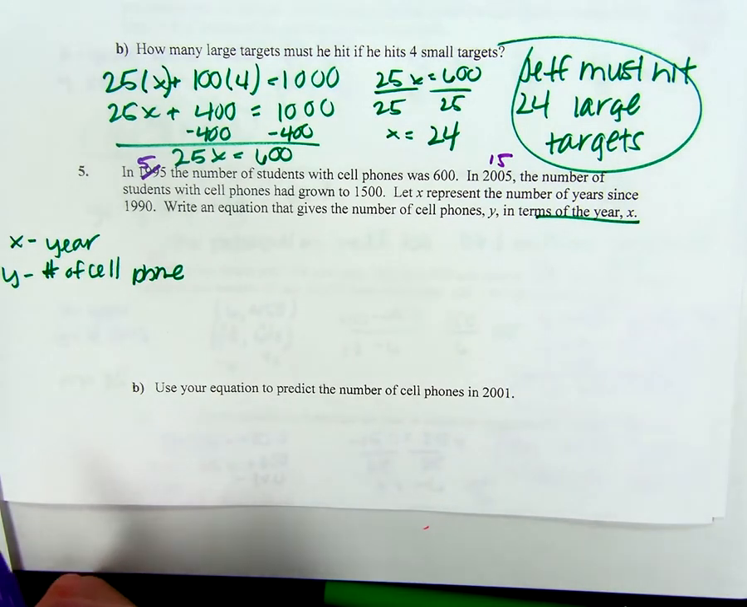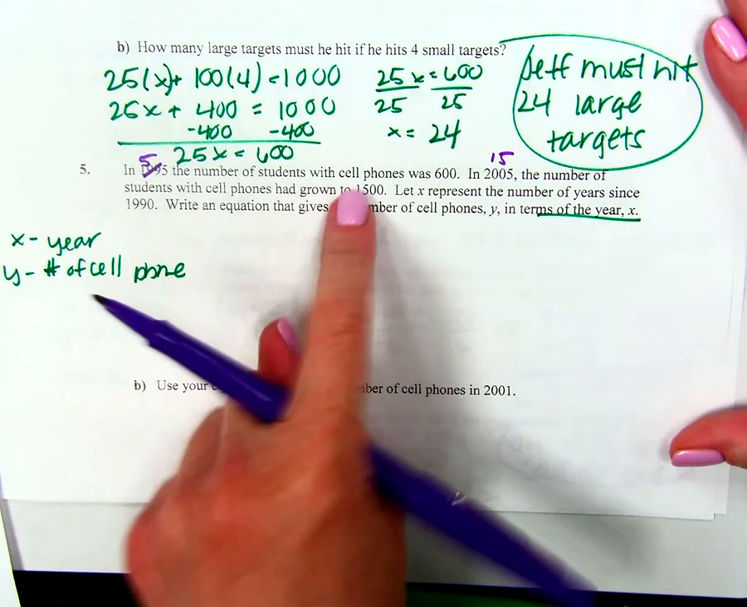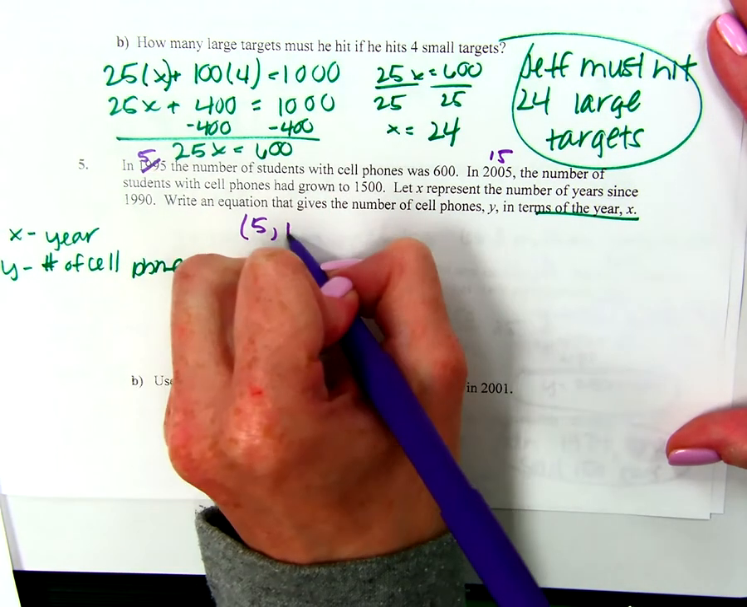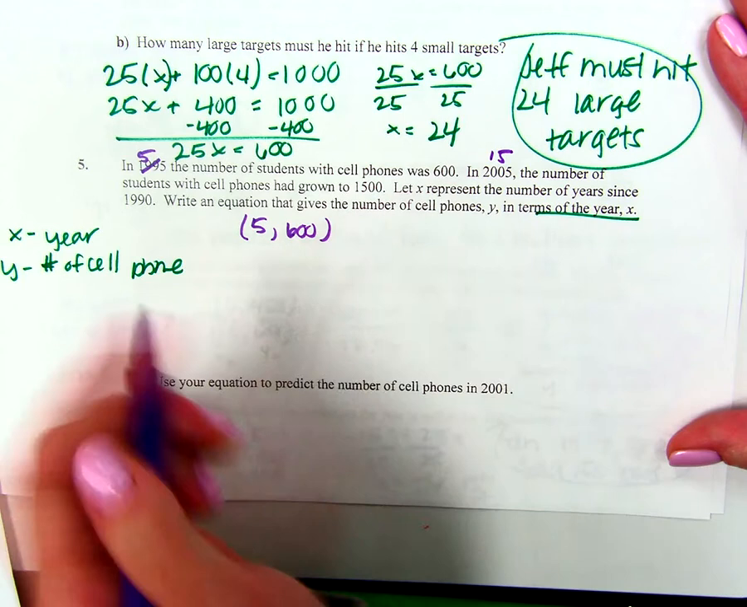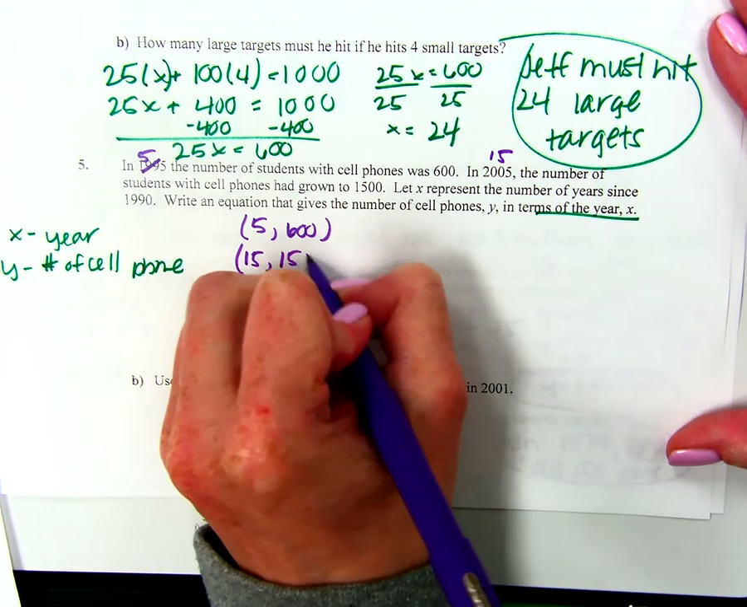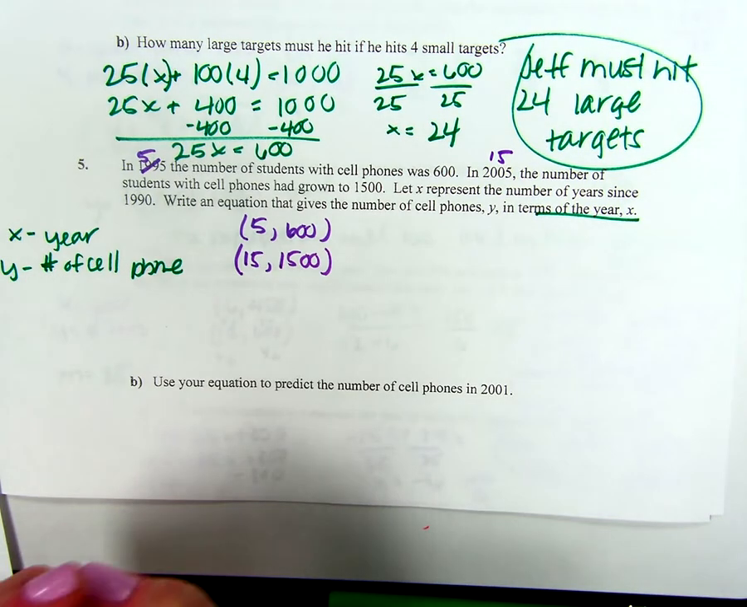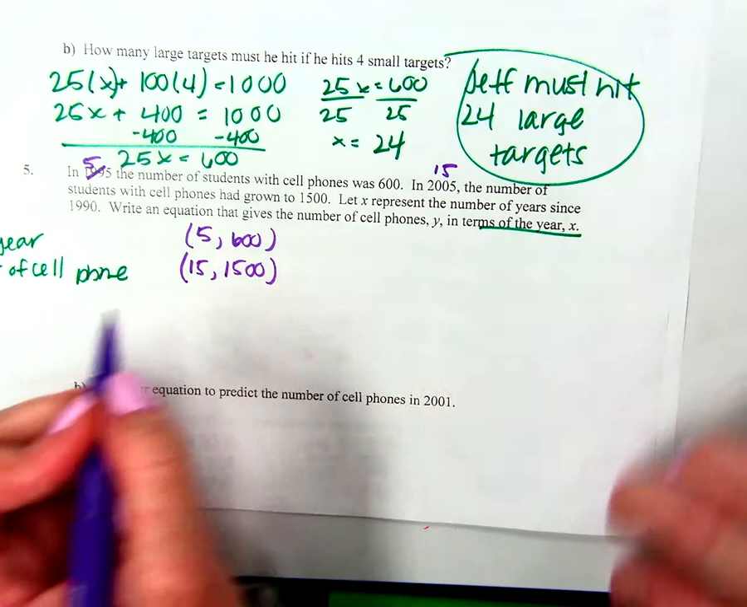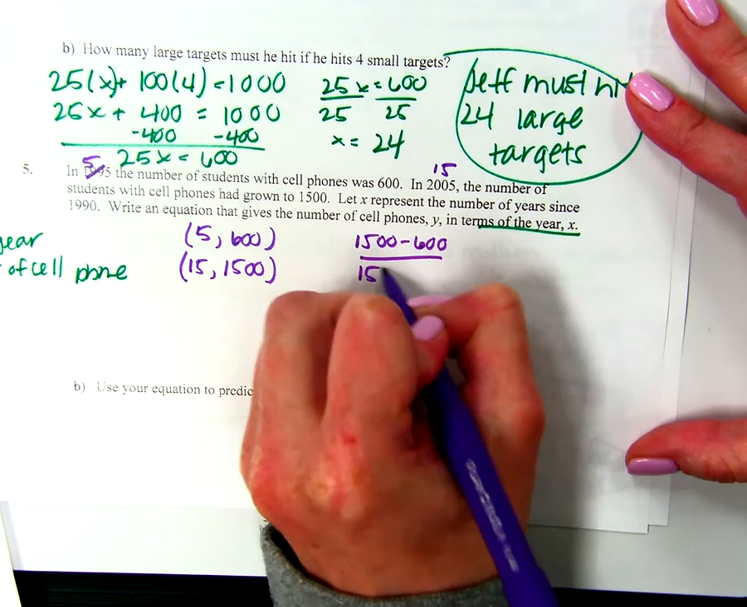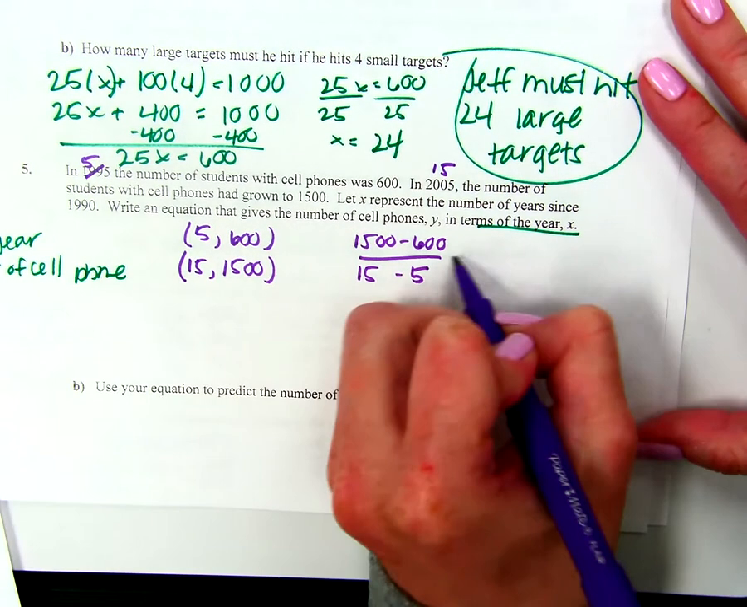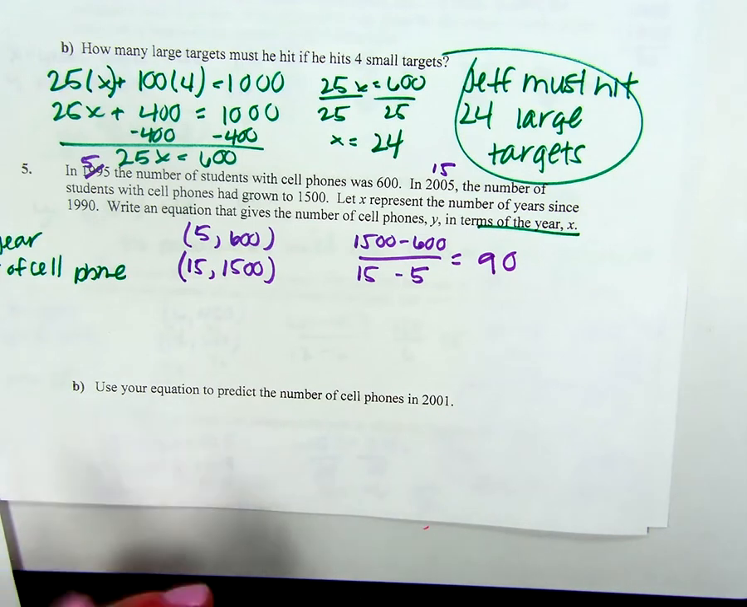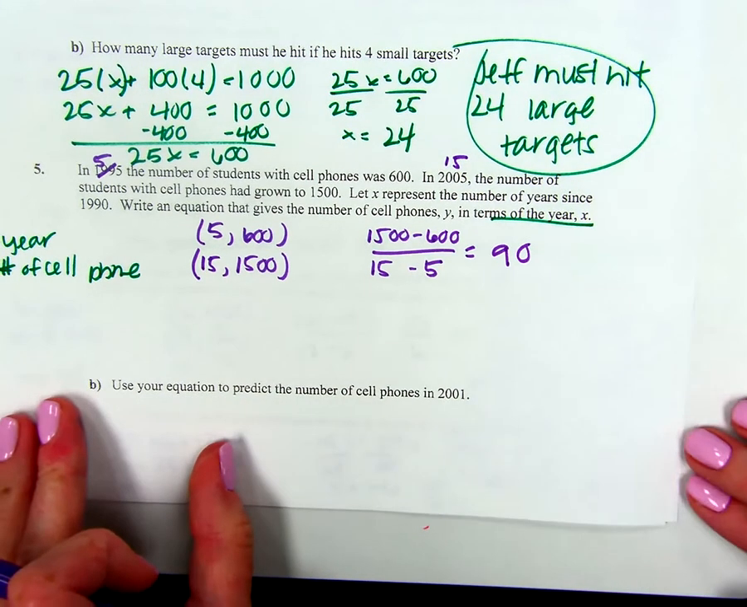So we don't have a slope given to us, so we're going to write out our ordered pairs. So 5 is our x, and then the number of cell phones in that year was 600. Our next ordered pair would be 15, that's our x, and then the number of cell phones was 1,500. So we're going to use those two ordered pairs to determine our slope. So I'm going to do 1,500 minus 600 over 15 minus 5, and that's going to come out to be 90 after I do all the math. So my slope is 90, but I'm also missing my y-intercept, so I need to solve for that.